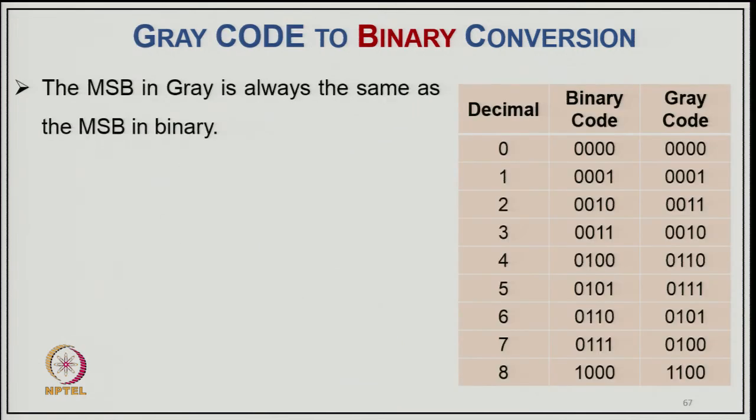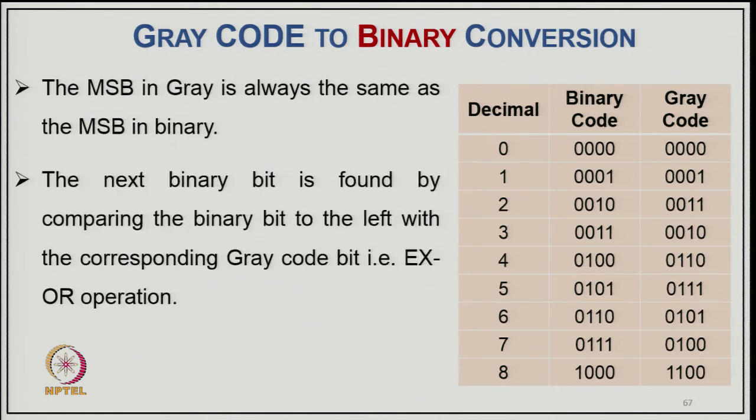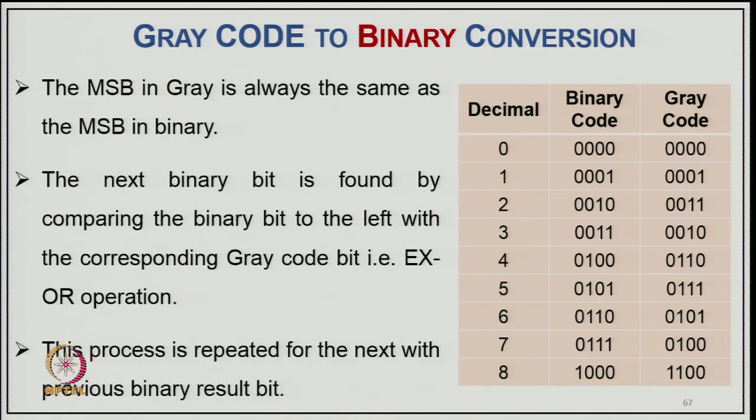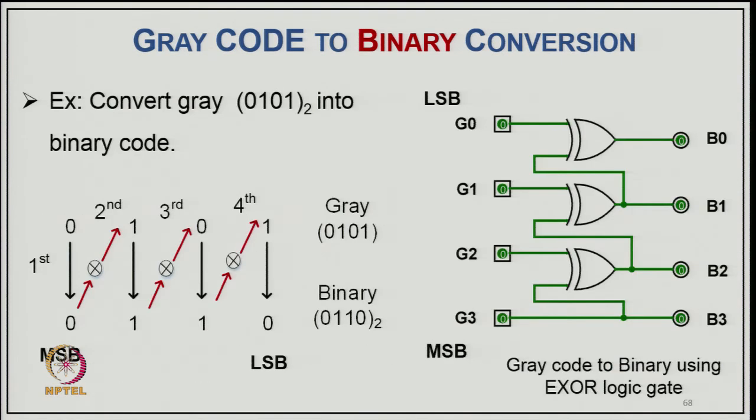So, the MSB in gray code is always the same as the MSB of the binary, that is, in gray to binary conversion. The next binary bit is found by comparing the binary bit on the left with the corresponding gray code bit using an XOR operation, in the same manner. So, you can see it here as an example of the conversion from gray to binary code, and this process is repeated for the next bit with the previous result.